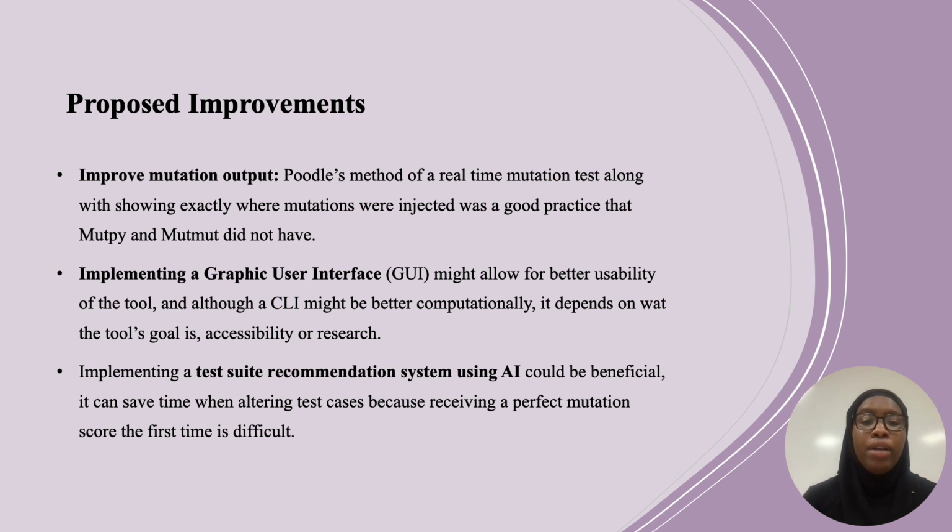Another one would be to implement a graphical user interface, or GUI, to allow for better usability of a tool. Even though a CLI might be better computationally, it is dependent on what the tool's goal is, accessibility or research. And last, a test suite recommendation system using AI could be beneficial, and it can save time when altering test cases, because receiving a perfect mutation score the first time you run the mutation tool is very difficult. And the main goal of mutation testing tools is to make sure that your test suites are robust. Why have the mutation testing tool if you don't have recommendations on how to make the test suites better?